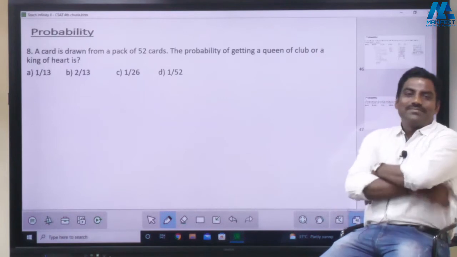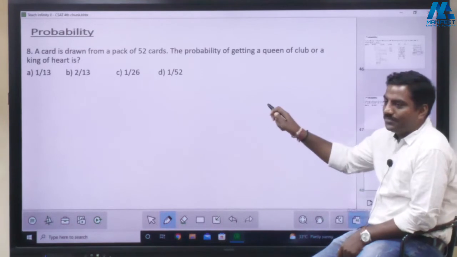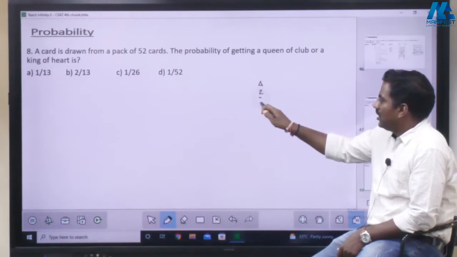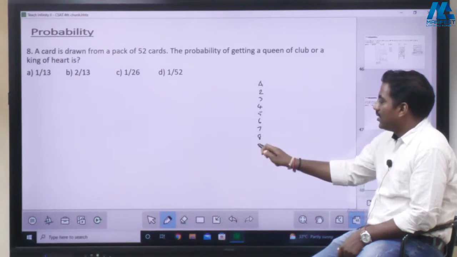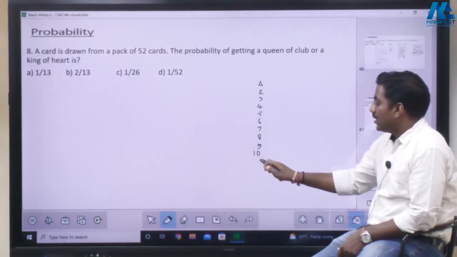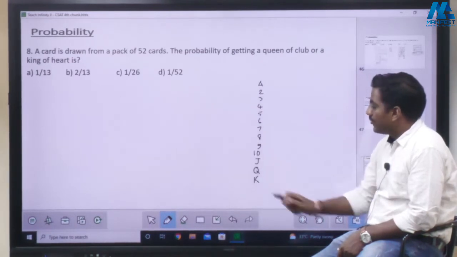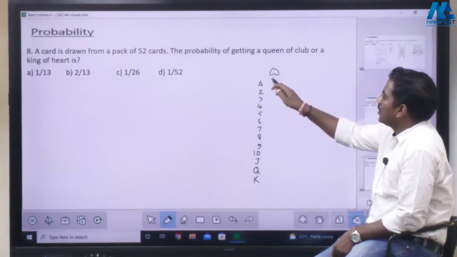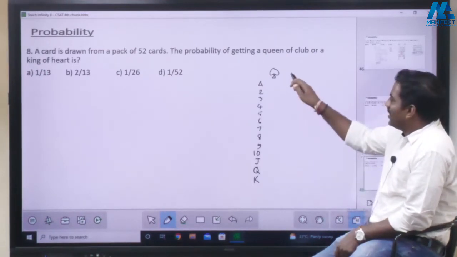Now, cards. Do you remember the basics? It starts from A, then 2, 3, 4, 5, 6, 7, 8, 9, 10, Jack, then Queen, then coming to this one. You must be feeling, sir is more interested in drawing all these things. He doesn't mind how many times he draws all these things.